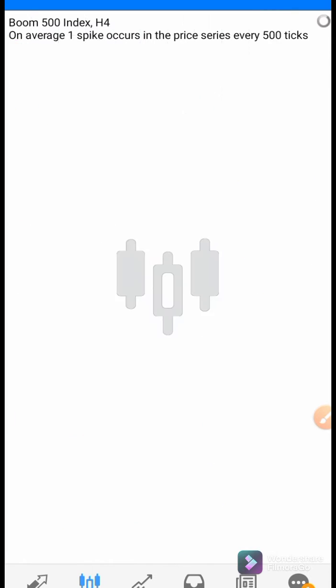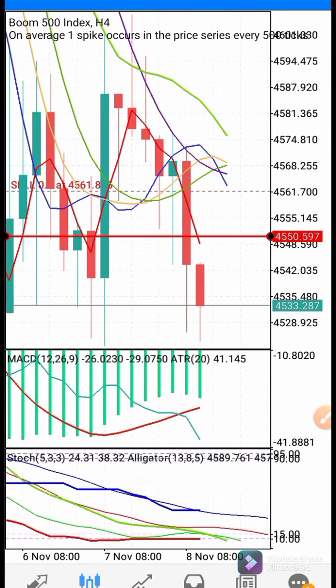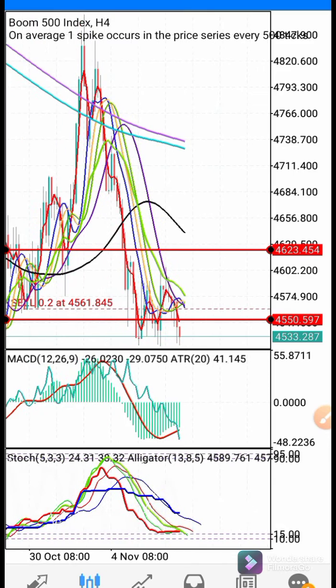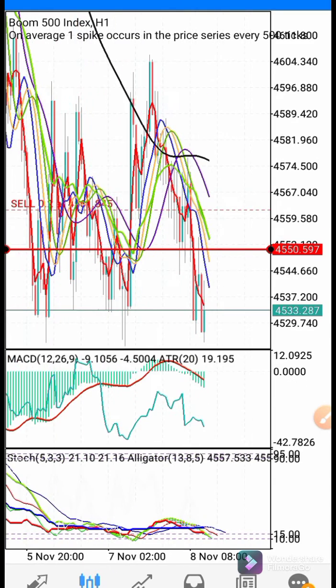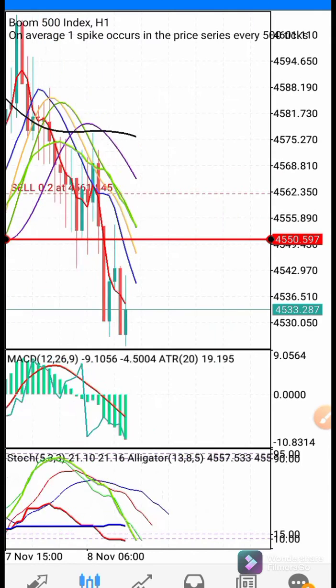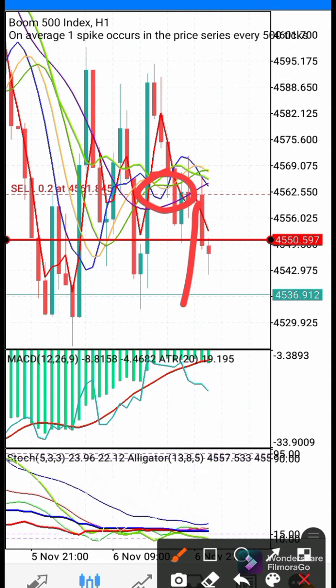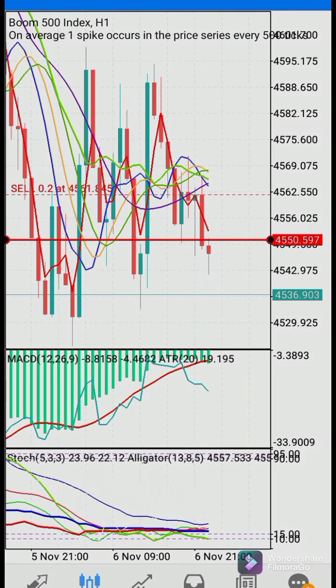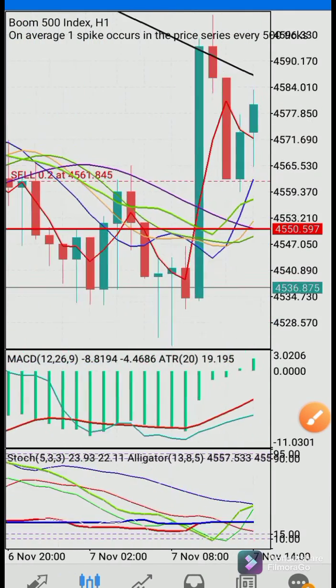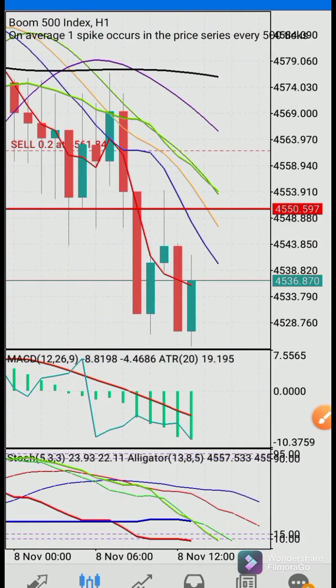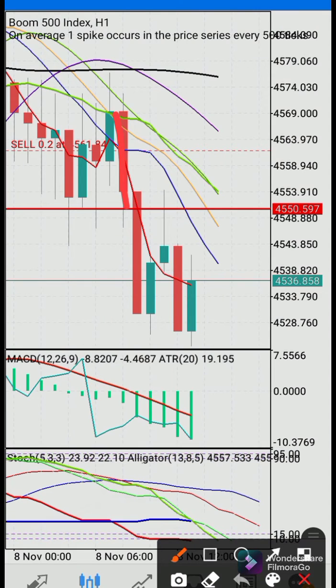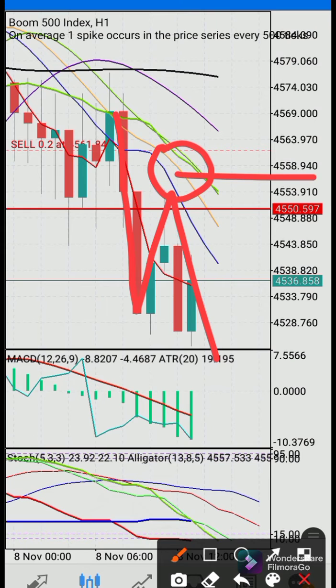Let's go back to the 4 hours chart. You see now? Okay, good. Let's go down to the 1 hour chart. So this was the breakout and the retest that I saw. This one, and this retest. And this retest. This breakdown, retest, and coming down. That's where I sold this market here.